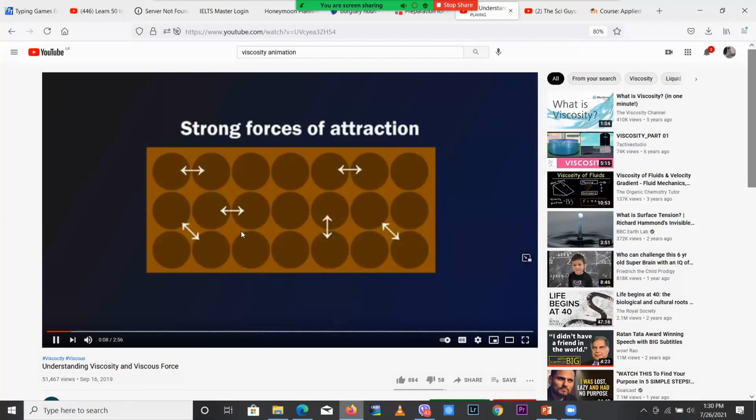Force between molecules. Can you hear now? Yes, sir. Here they will explain viscosity at the molecular level. We should understand there is a small difference between solid and liquid, and that depends on the vibrating movement of the molecules.